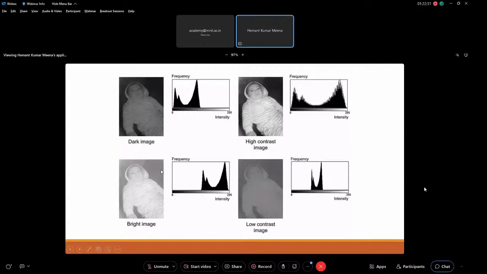Again, if somebody says no, I will do the negative transformation. Negative transformation means whatever the lower values are, they will go to the higher side.